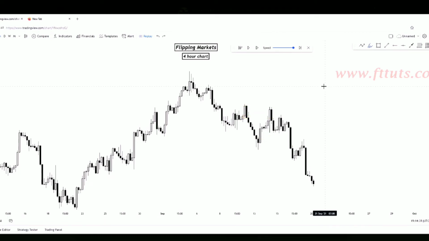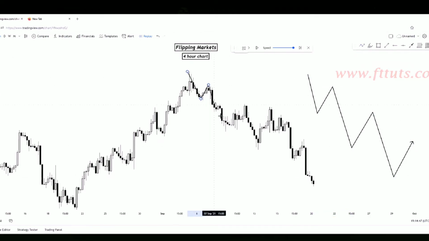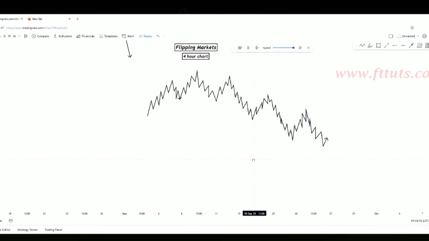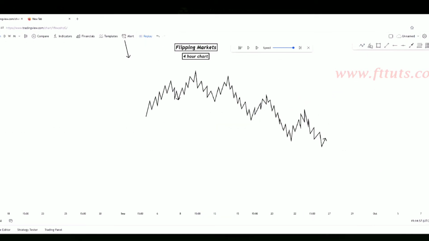And if this happens, the 4-hour trend will change into bearish. So it will look like this. I will just mark the structure out again. So as you can see, it's creating a series of lower lows and lower highs. And the 50-minute structure will look like this because it's bearish.